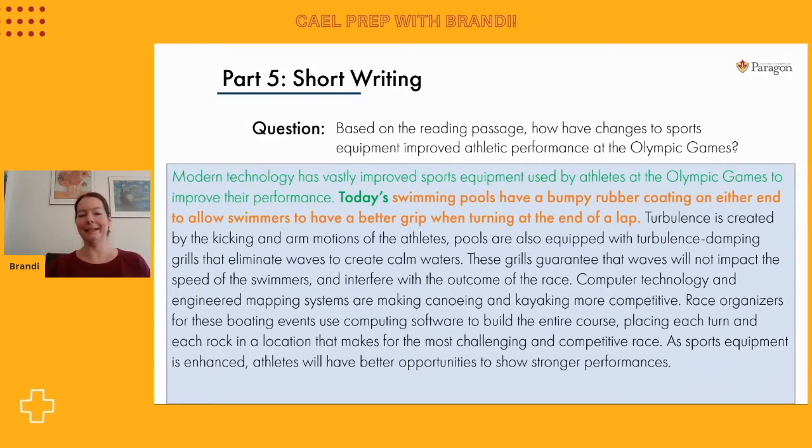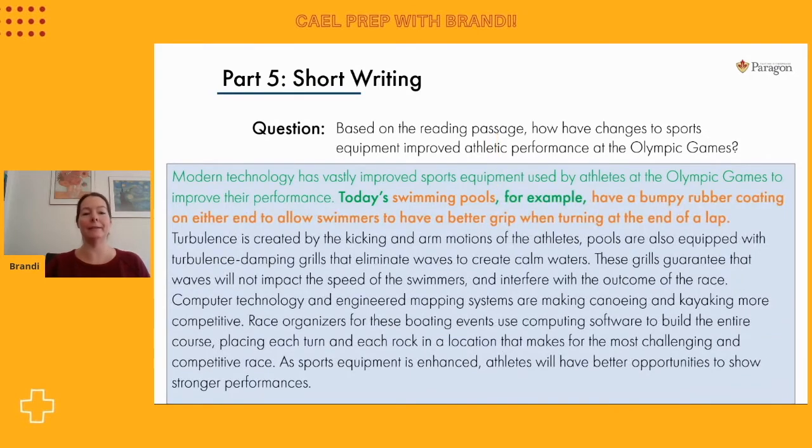Now, the other little mistake I'd like to fix is the fact that we've gone straight from our topic sentence that introduces what we're talking about right into the first example of the equipment, but we've not used any transition whatsoever. So it would be very helpful for our readers to see a transition in a very logical place here. So I think right about there would be a nice spot to stick this transition in. Today's swimming pools, for example, have a bumpy rubber coating on either end to allow swimmers to have a better grip when turning at the end of a lap.